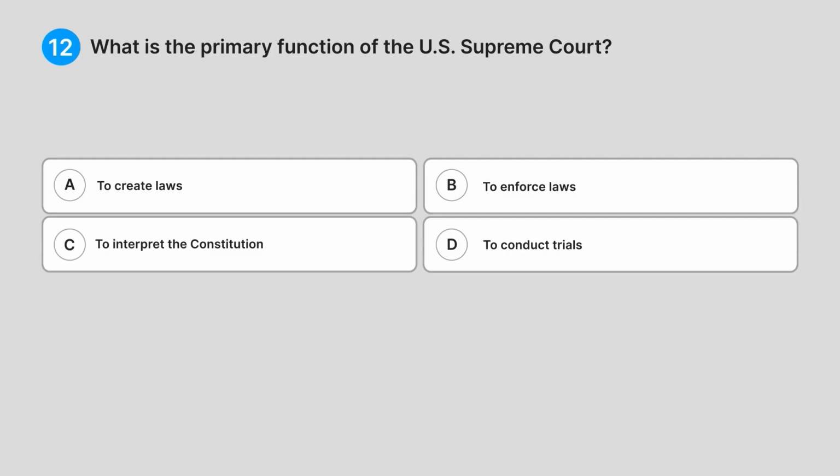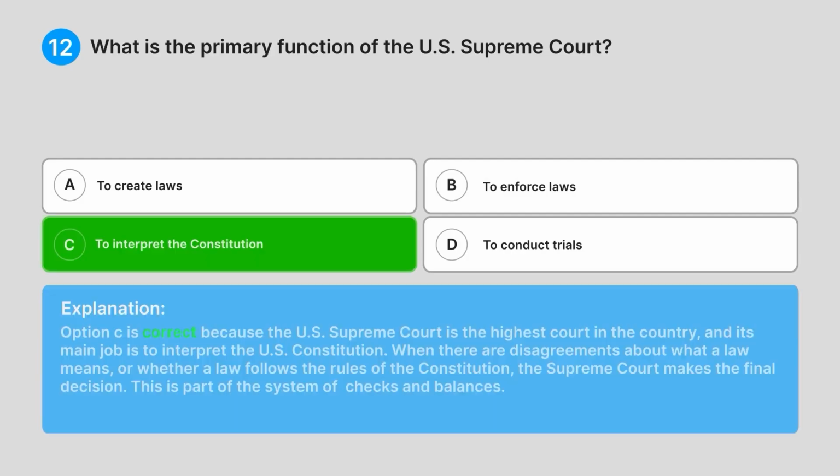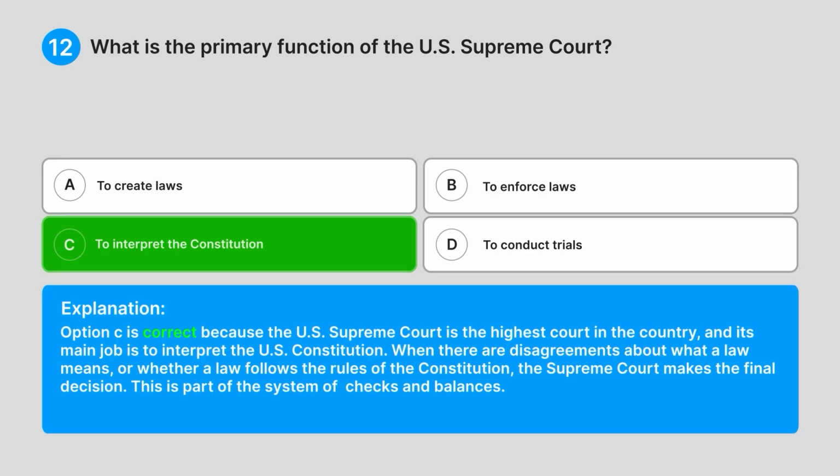Correct answer, C. To interpret the Constitution. Explanation: Option C is correct because the US Supreme Court is the highest court in the country, and its main job is to interpret the US Constitution. When there are disagreements about what a law means, or whether a law follows the rules of the Constitution, the Supreme Court makes the final decision. This is part of the system of checks and balances.